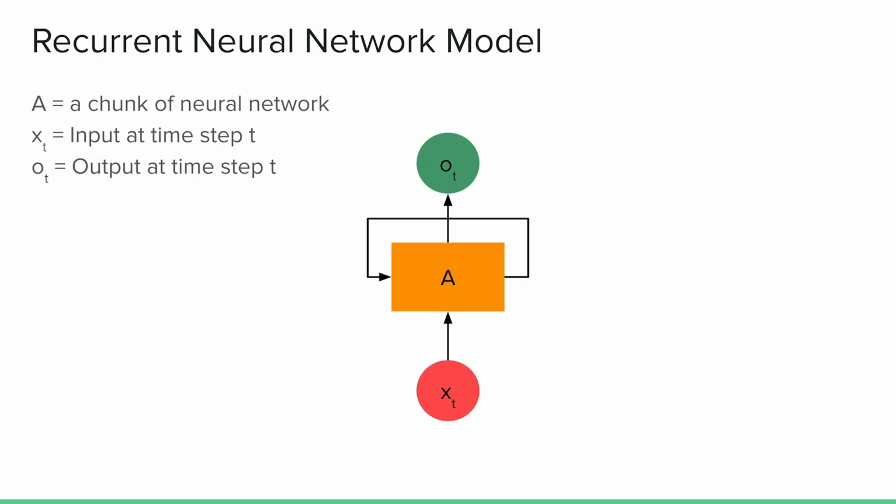So what happens? We get an input X at a certain time step t. We process that in a chunk of our neural network, marked as A here, and then we produce an output. And that output is fed back into that network. So at the next time step, we can access that information from the previous step.